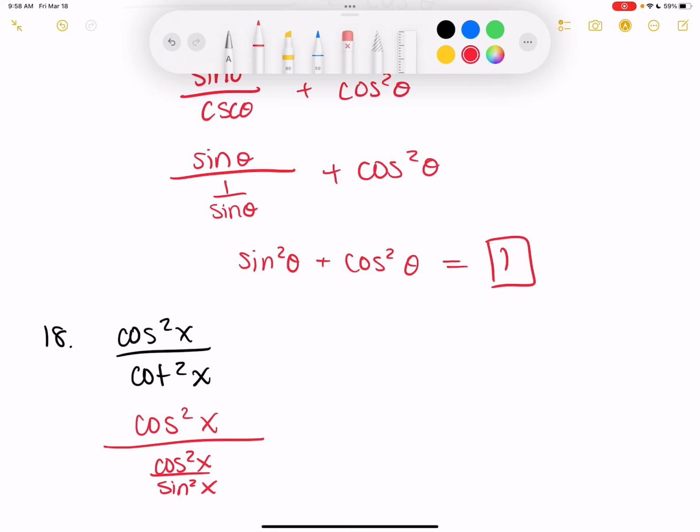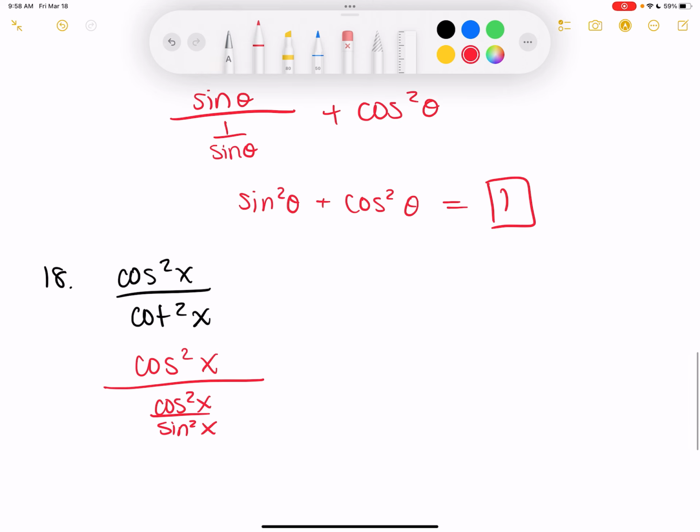Okay. So now what do I do with this? Multiply by the reciprocal, so the cosines cancel out, and it'd be sine squared theta, or x. Doesn't matter. If you switch them all to thetas, it doesn't matter. Okay, so we multiply by the reciprocal, making the cosines cancel, and just leaving you a sine squared.